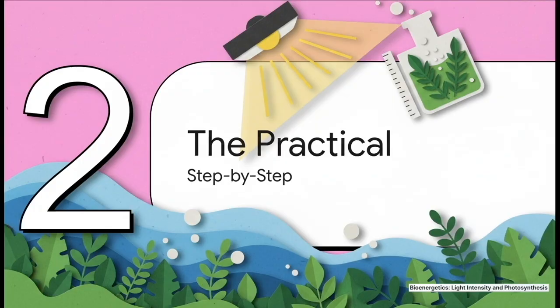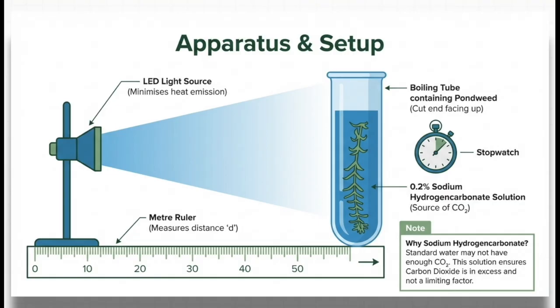Okay, let's get into the practical itself. Here's a step-by-step guide to the method you'll use to investigate light as that limiting factor. So, here's our toolkit. We use pondweed, something like Elodea, because it photosynthesizes underwater and very handily releases little bubbles of oxygen that we can actually see and count. We've got a lamp as our light source, and the ruler is crucial for getting those distances spot on. The rest is pretty standard lab gear.